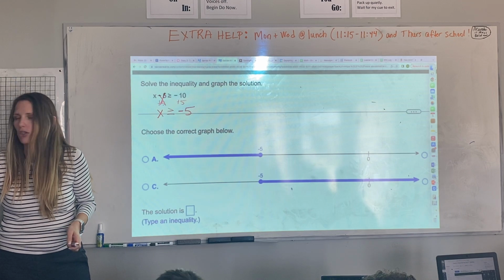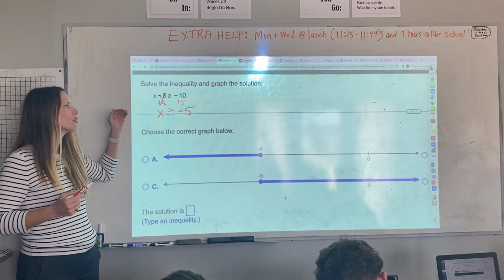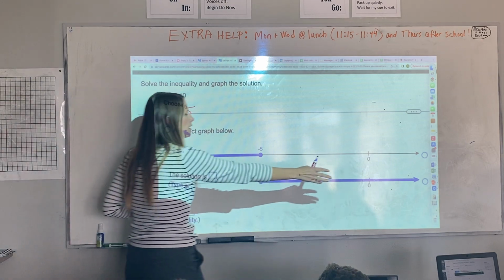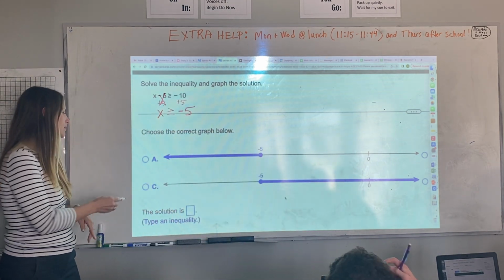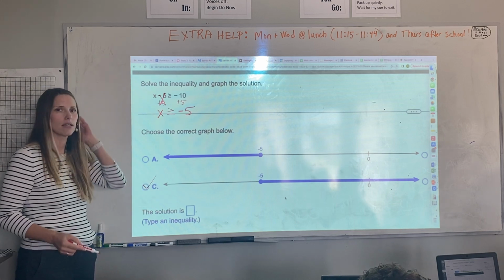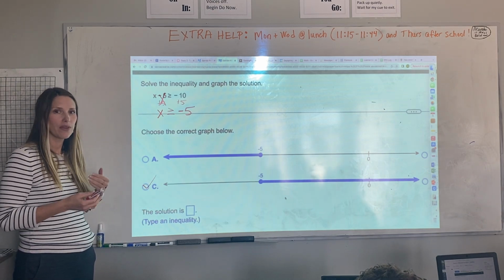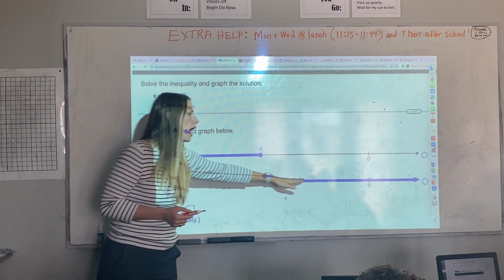We need a filled in circle. It says X has to be greater than -5. So are we going to the right or to the left? We're going to the right, because you want to go higher, you want to get out of debt. Yep, you want to go higher.